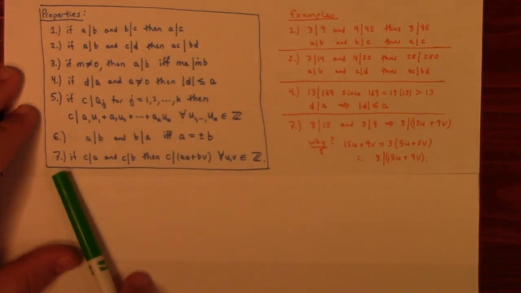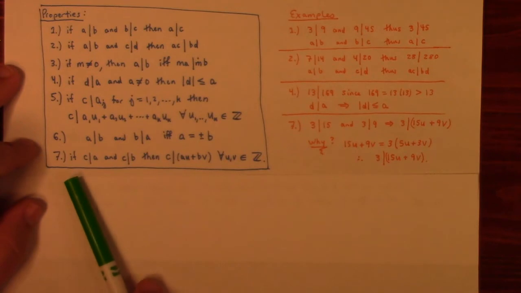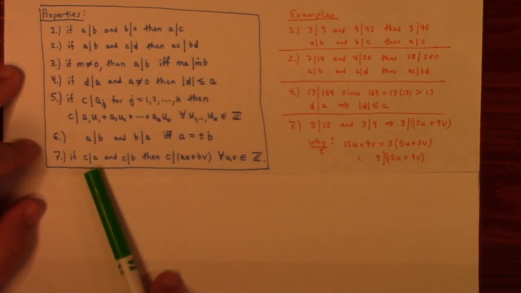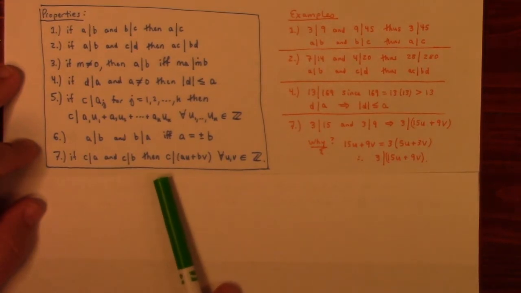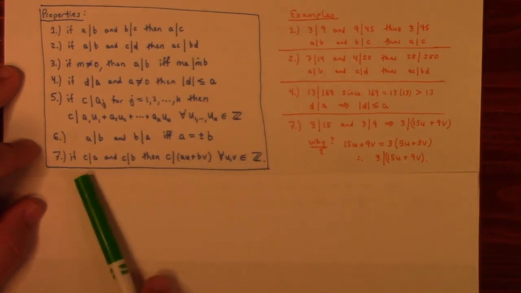7 is just a special case of 5, another version of 5 with j equals k equals 2. But it's special enough that I singled it out, right? If C divides A and C divides B, then C divides AU plus BV for all integers U and V. We use this a fair amount.